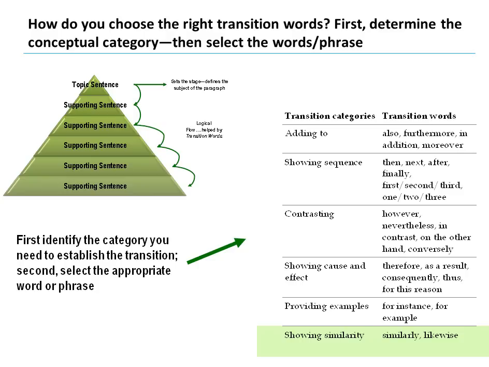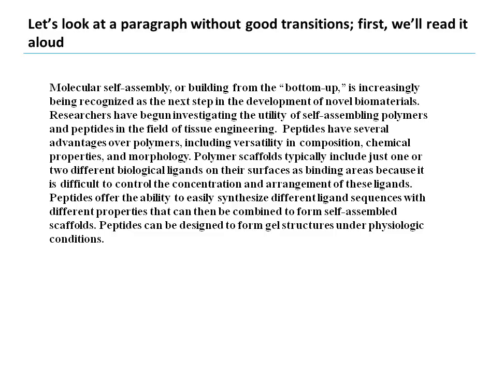And you need to understand in your paragraph how each sentence is logically connected in these conceptual categories so you can select the proper transition words that make sense for that flow of sentences. Now let's look at a paragraph without good transitions. First, we'll read it aloud.